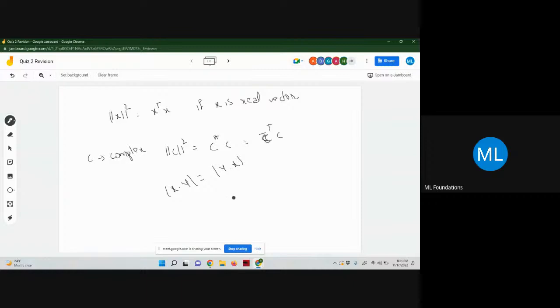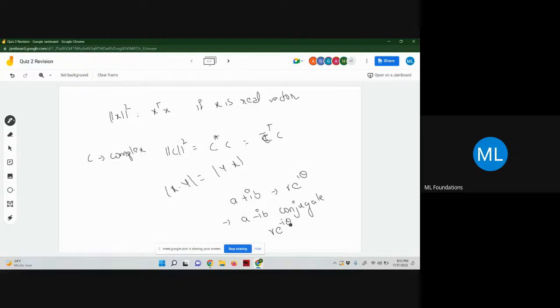The conjugate of a complex number, let's say I have a complex number A plus IB, then its conjugate is going to be A minus IB. Alternately, you can write it like this: if the length is r, the distance from the origin for this particular complex number is r, and this is e power I theta, where theta is the angle it makes with respect to the x-axis. Then A minus IB will be r e power minus I theta.